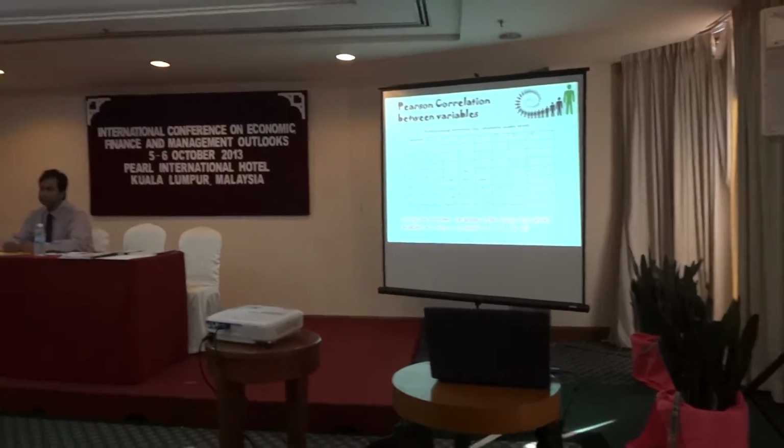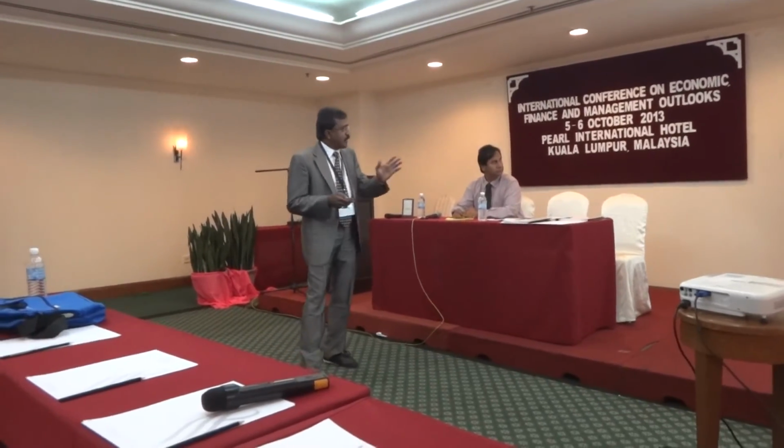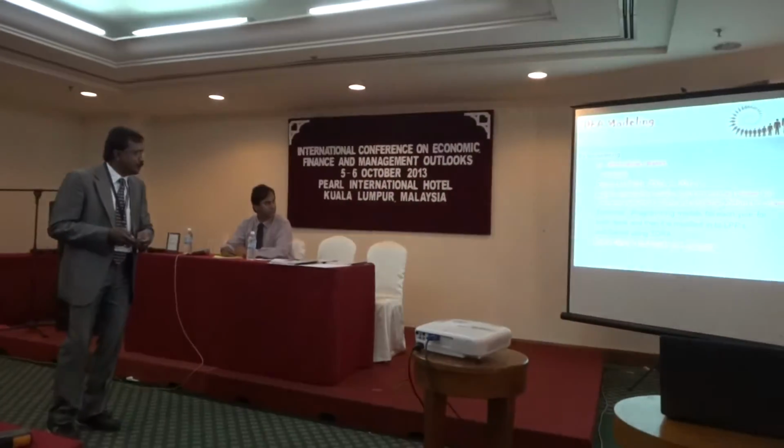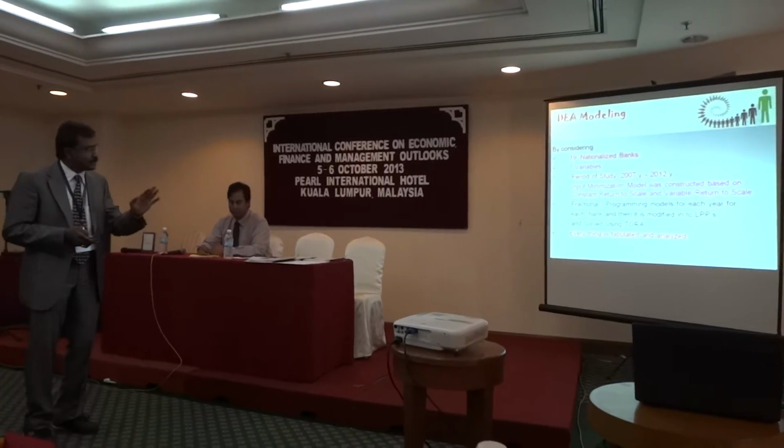This is the display of the correlation coefficient between the variables. Only 4 plus 3, 7 variables were selected here. So overall, what is the case? It's a modeling based on DEA, 19 national banks, 7 variables. Study period is 2007-2012. We have gone for input minimization, constant return as well as variable return.